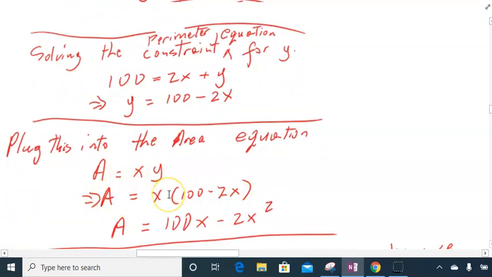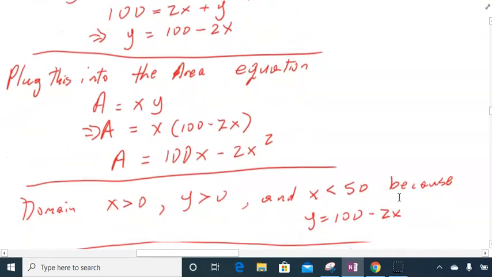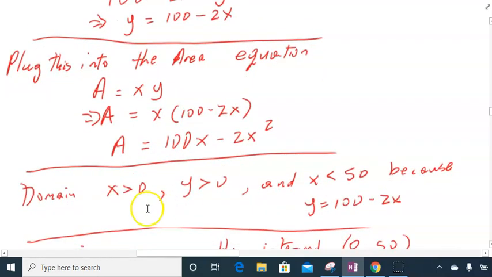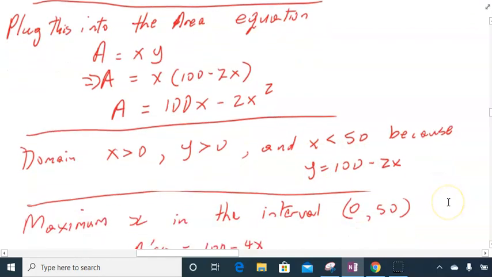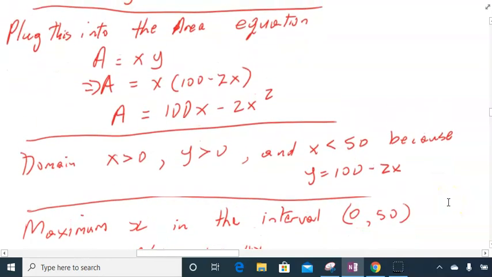And you plug this into the area equation. A is equal to x times y. So A will be equal to x times 100 minus 2x, so A will be equal to 100x minus 2x squared. Your domain: you want x to be positive, you want y to be positive, and we can figure out that x will be less than 50 because y is equal to 100 minus 2x, and we only have 100 feet of fencing. If you gave all to x, then the most that x could be is 50. So we're restricted to that maximum amount for x.